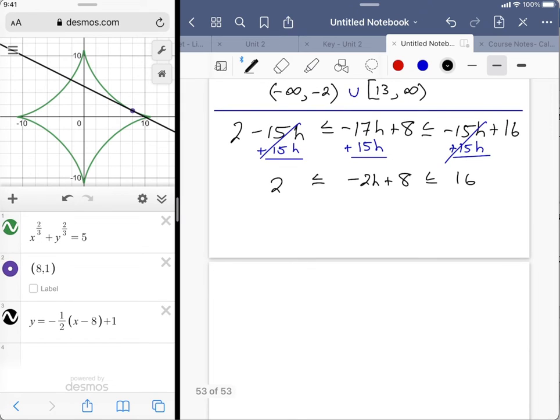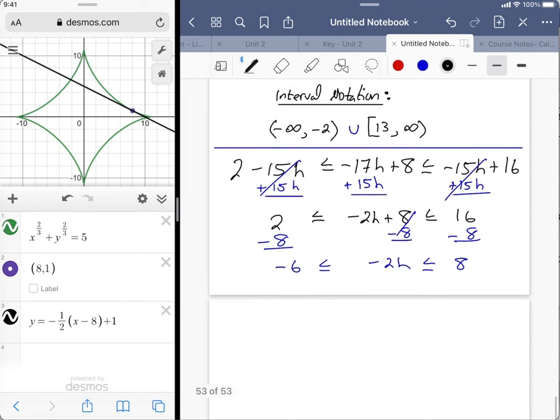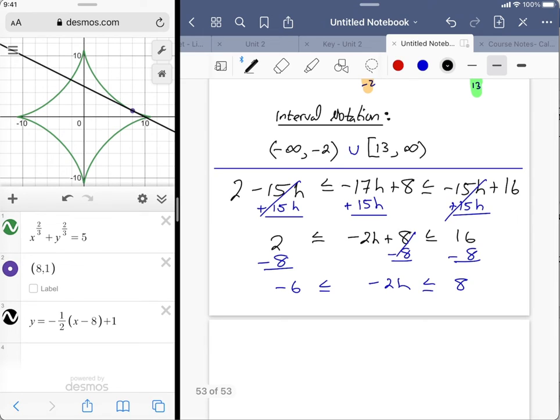So then I would subtract the 8 from each part. I get negative 6 less than or equal to negative 2h less than or equal to 8. Then I would divide everything by negative 2 to get the h alone.